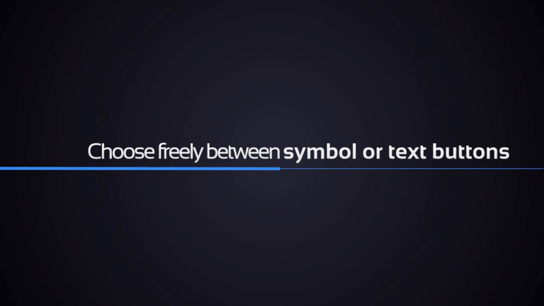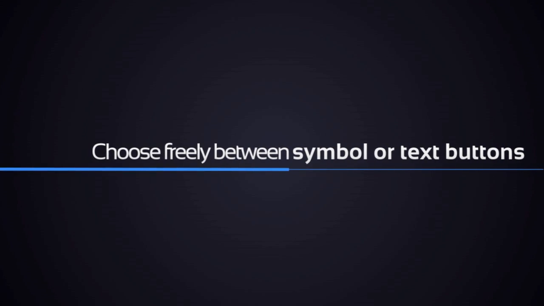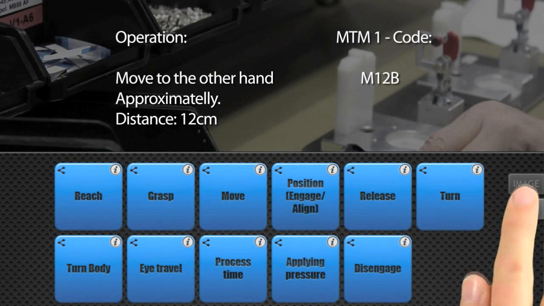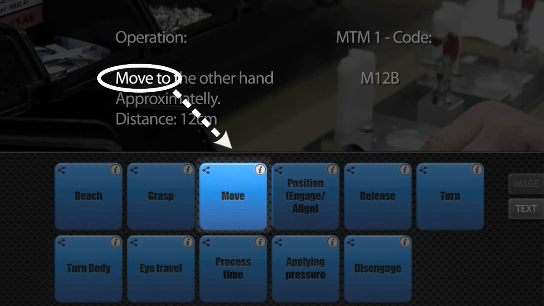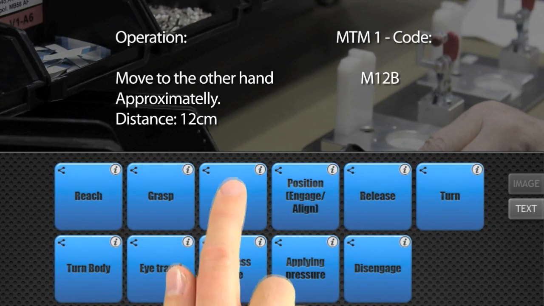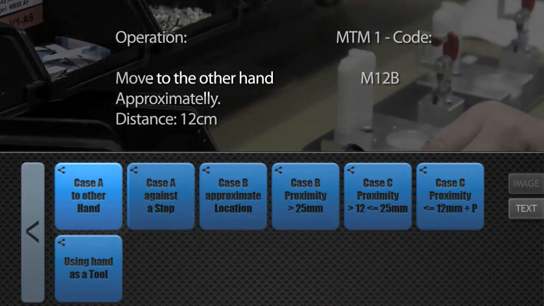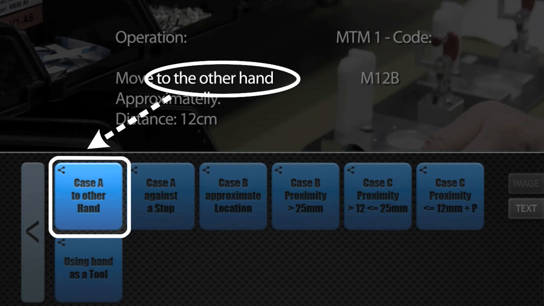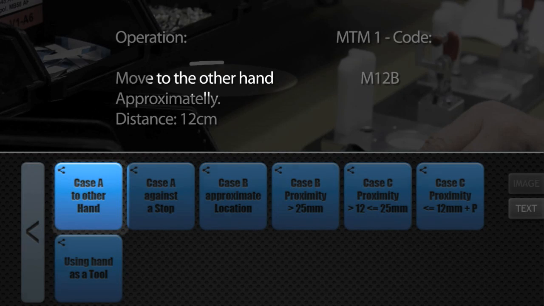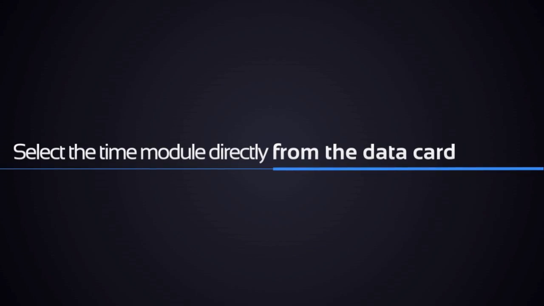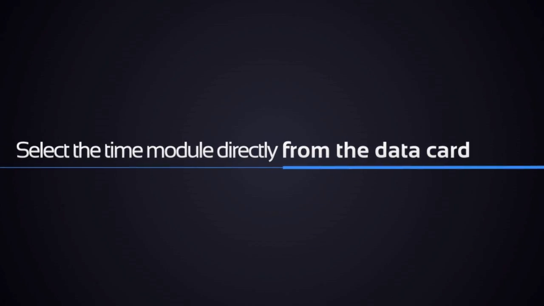You can change the form of presentation and choose freely between symbols or text buttons at any time if it will help you to enter the parameters. In this case, bringing an object to the other hand is evaluated. Naturally, you could also select the desired time module directly from the data card.